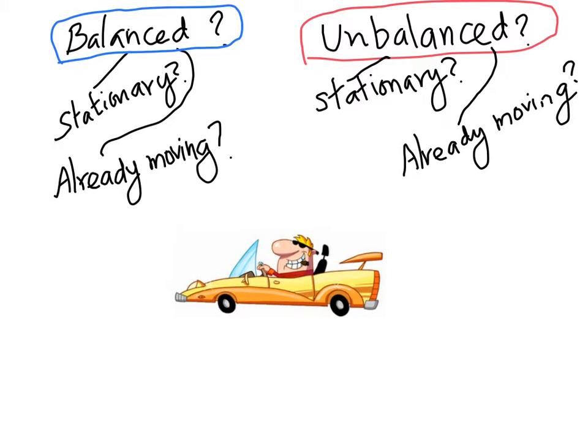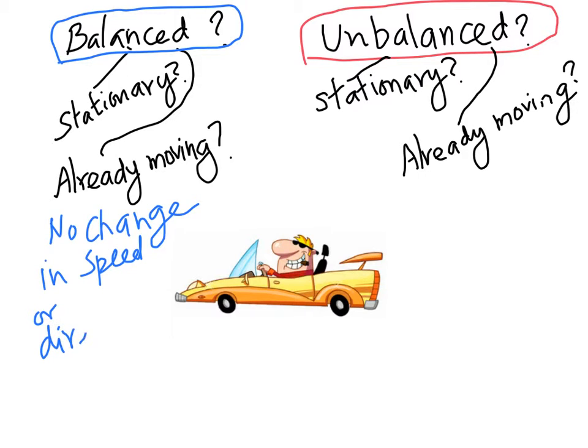So there are two cases to consider. Are the forces balanced or unbalanced? So that's the question to ask before you can decide what will happen to the object. In this case it's a car. Is it stationary? Is it already moving? Now, if the forces are balanced, there will be no change in speed. So that is something that you need to understand and make sure that you apply. There will be no acceleration, no deceleration, no change in speed or direction. So if the forces are balanced, there will be no change. That's a rule that you need to apply.